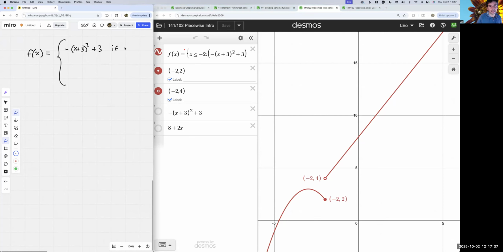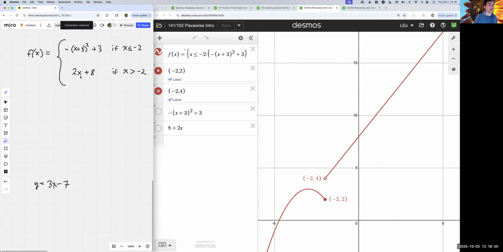and I'll explain all this in a second, if x is less than or equal to negative 2, and 2x plus 8 if x is greater than negative 2. We'll talk about the domain and range of this function, but I just want to make it clear what a piecewise function is. We've talked about functions being sets of instructions. The function y equals 3x minus 7 tells you to triple a number and then subtract 7 from it. Take an input, triple it, subtract 7, return the output. That's the set of instructions.